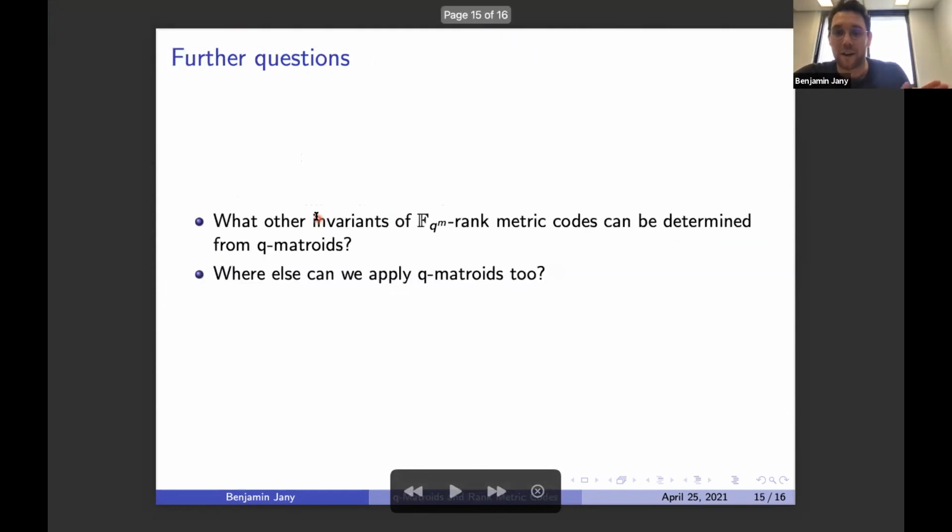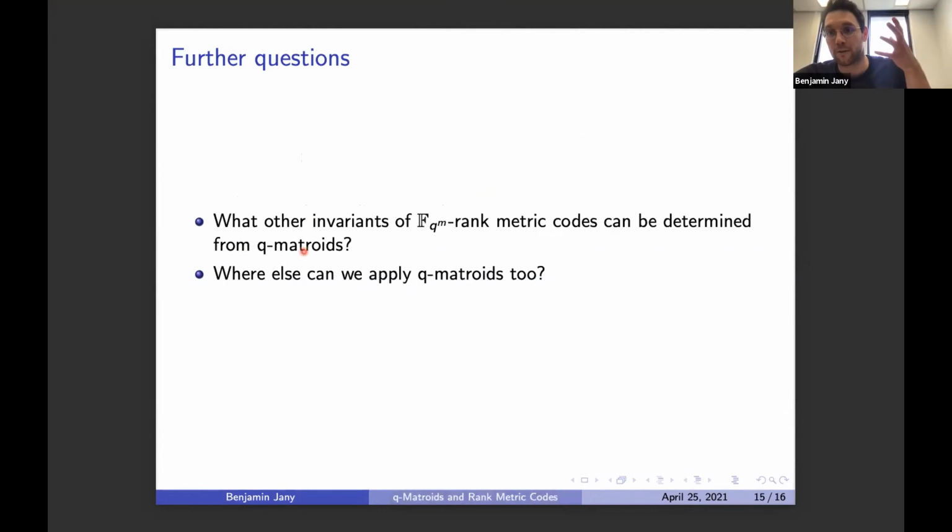I don't see the chat, but what's really cool about this result is that we can see the q-Matroid is a useful notion. It's a useful object. We're able to determine some things about rank metric codes. Now, one could wonder, can we determine other invariants of rank metric codes directly from the q-Matroid? But a different question is, where else can we apply those q-Matroids? So far, the main examples of q-Matroids come from those rank metric codes.